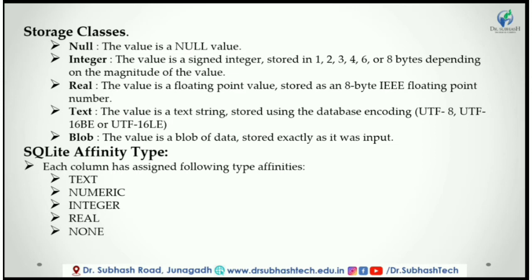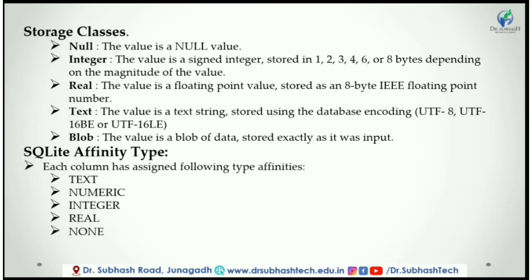Next is SQLite affinity type. In order to maximize compatibility between SQLite and other database engines, SQLite supports the concept of type affinity on columns. Type affinity is a recommended type for data stored in that column. Any column can store any type of data. The preferred storage class for a column is called its affinity. Each column is assigned one of the following type affinities: text, numeric, integer, real, and none.